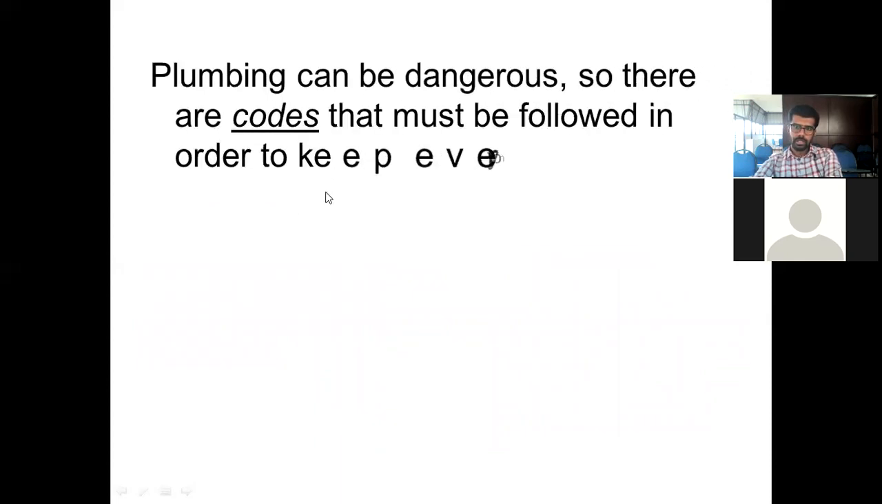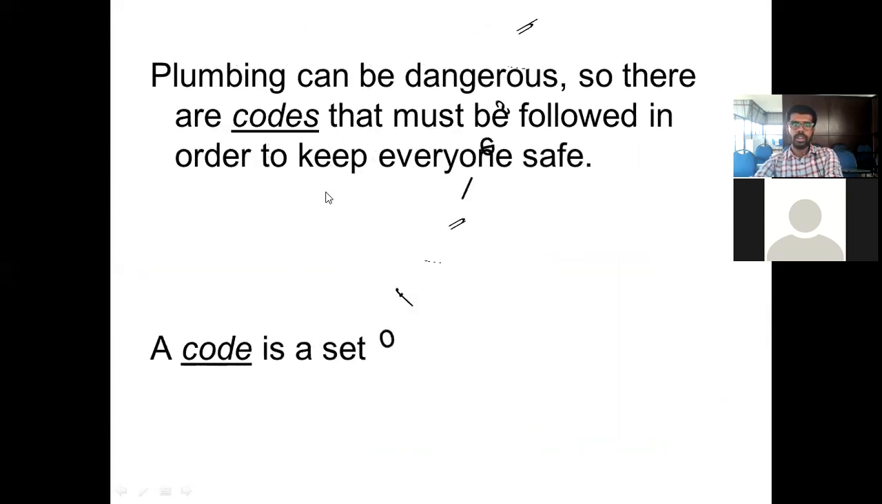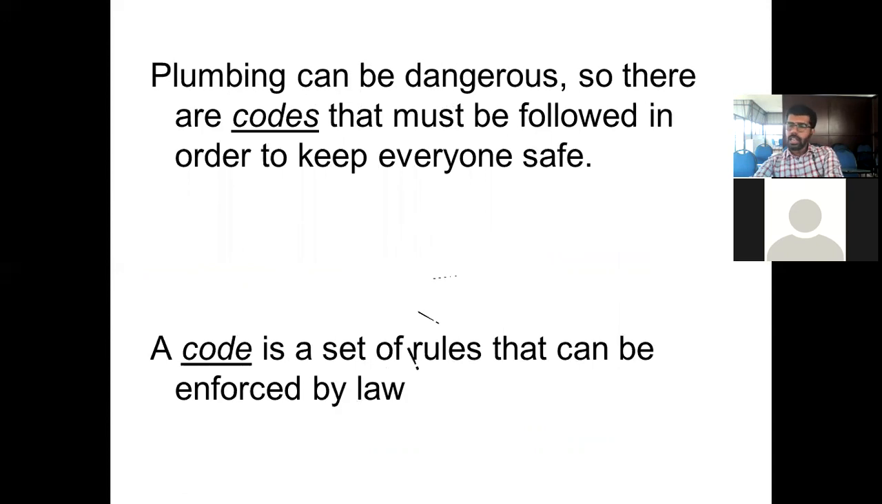Plumbing can be dangerous, so there are codes that must be followed in order to keep everyone safe. I was just saying about the code, right? Different codes, NBC, IPC, like different codes are there. So we need correct pressure. It should not be over pressure. If you are giving over pressure, what happens? The fixtures may be damaged. If you're dealing with pipes and all, some dangers can happen. So a code is a set of rules that can be enforced by law. So we have to follow that code, right?